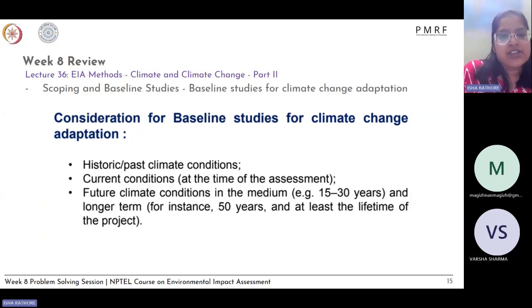Then we also looked up at consideration for baseline studies for climate change adaptation. So for determining the baseline studies, we look up at historic or past climate conditions which the area has faced, the current conditions at the time of the assessment, and the future climate conditions in the medium term, that is 30 to 50 years, and in the longer term, which is 50 years or more, or at least the lifetime of the project. So you need to consider all these three climate related conditions for doing the climate change assessment.